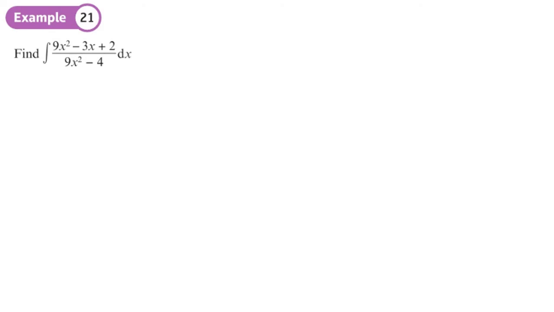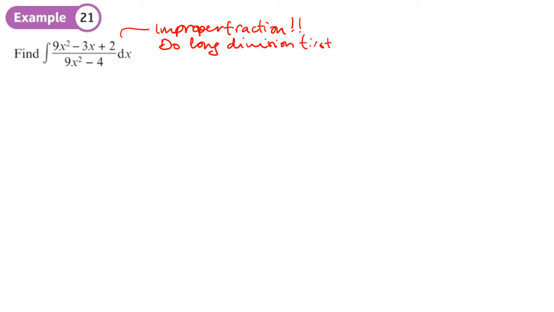Right, now here, this is an improper fraction. Notice the power at the top is the same as the power at the bottom. If the power at the top is the same or greater than the power at the bottom, then we have an improper fraction, which means we can't just go straight to partial fractions. We need to do long division first. That's going to be our first step to get that whole number out.